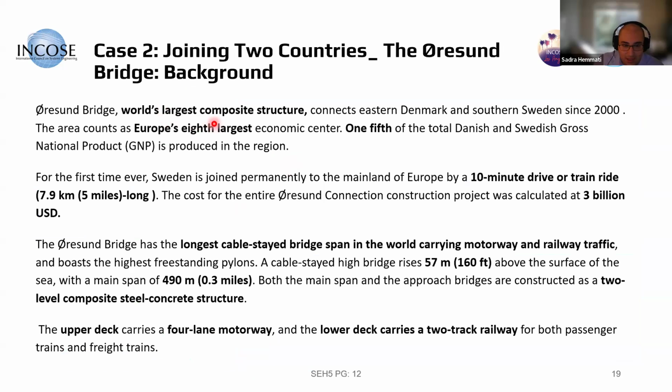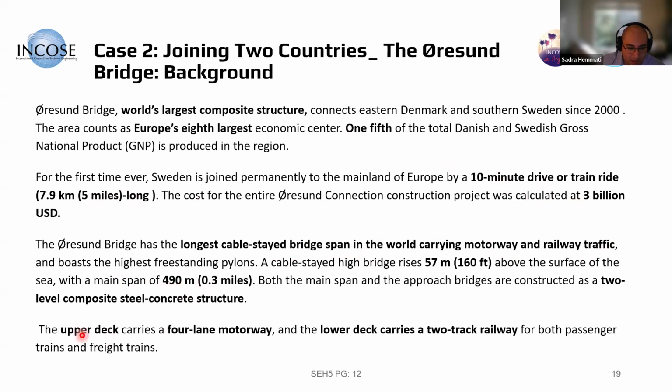This is the world's largest composite structure, and it's implemented in an area that counts as Europe's eighth largest economic center. It is a 10-minute drive or train ride, about 5 miles long, and the cost was $3 billion. It is the longest cable-stayed bridge span in the world, carrying motorway and railroad traffic. And its main span is half a kilometer, roughly.